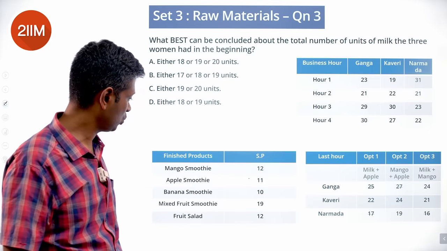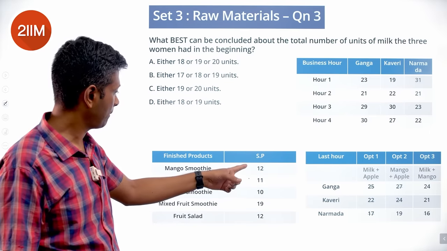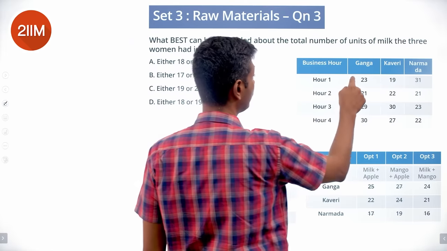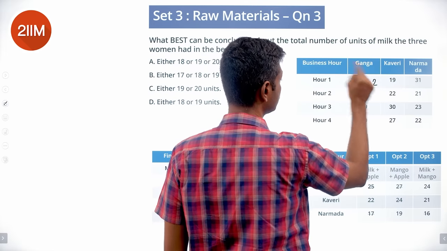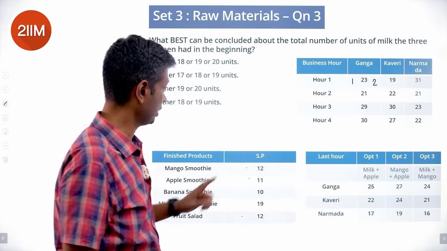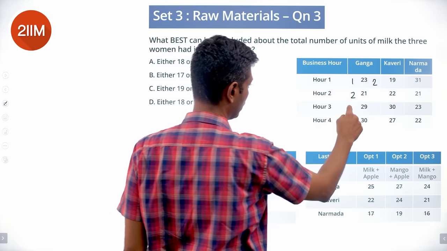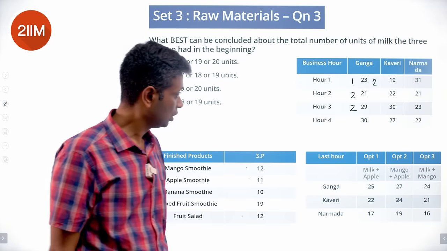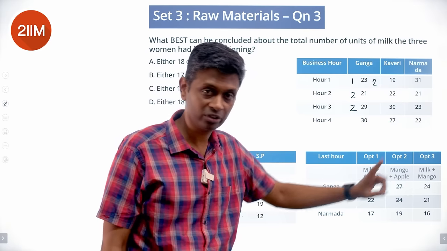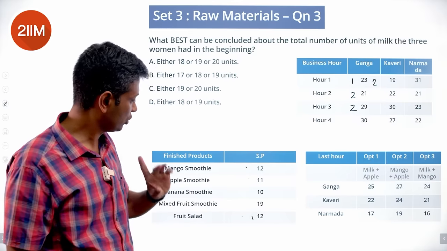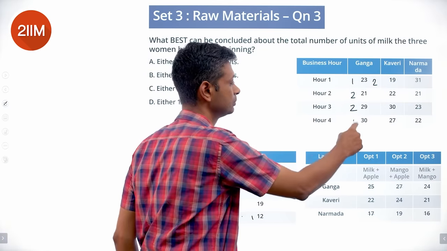This is definitely one unit of milk, whereas mango smoothie or fruit salad may or may not be there. So it is one or two. 21 is 11 plus 10, that is 2. 29 is 19 plus 10, that is 2. 30 is 24 plus 6. 24 is 12 plus 12 plus 6. 12 is smoothie, that is 1.